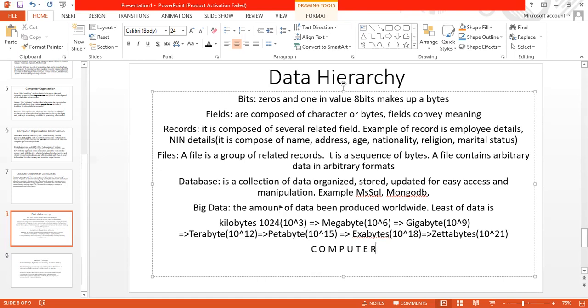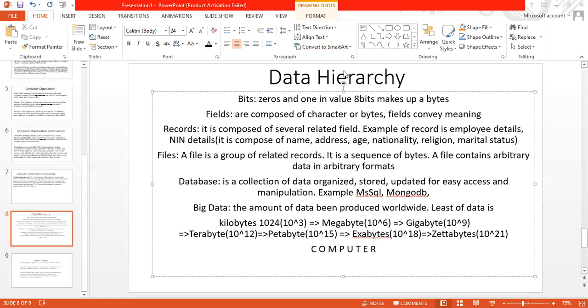And a record, I went further by saying, is composed of several related fields. I gave an example of your NIN. On your NIN, you have your name, your age, your address, your nationality, your state of origin, your marital status, and so forth. So the coming together of several related fields is a record.